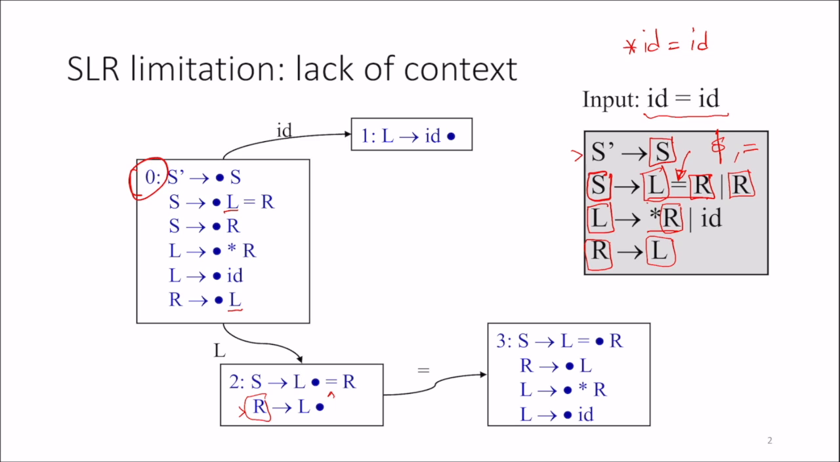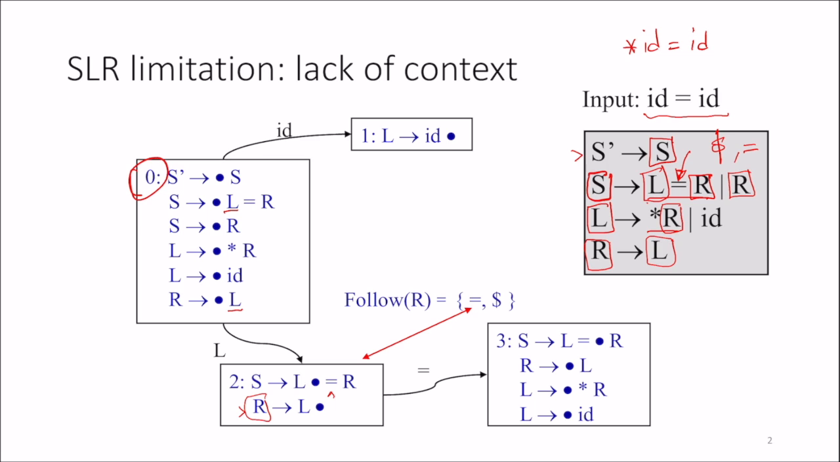The question is, what is the follow set of R? As we've just seen, unfortunately, it does include the equal to. So SLR1 is unable to resolve this shift-reduce conflict. So is this grammar irredeemable? Like, is it impossible to get a parsing table that doesn't have a conflict, right?